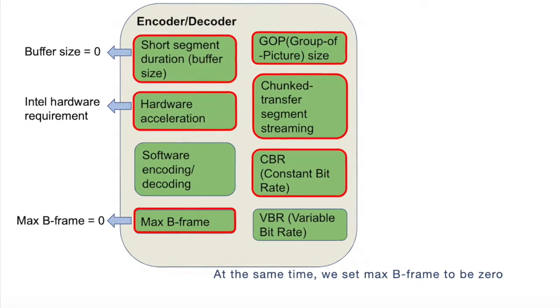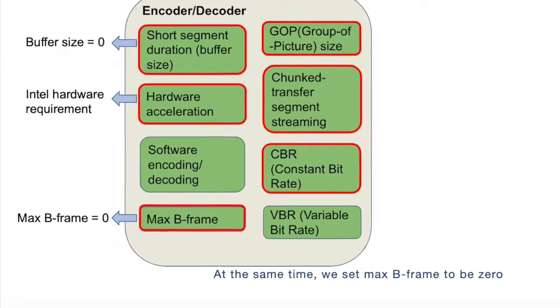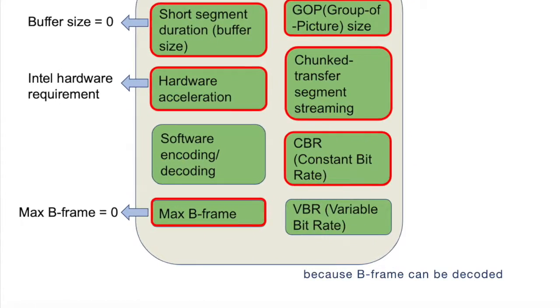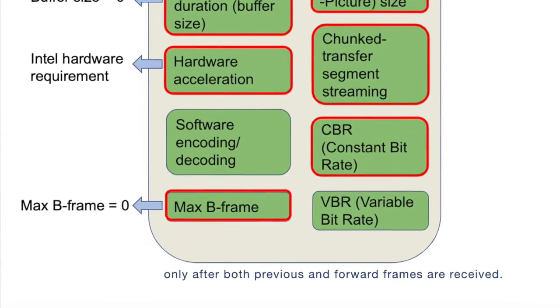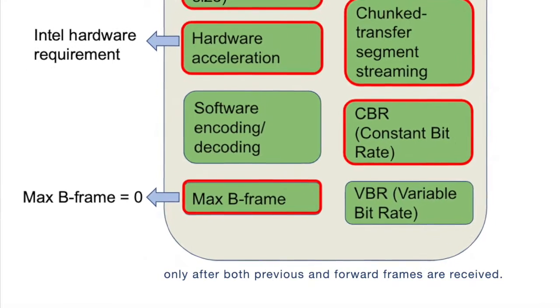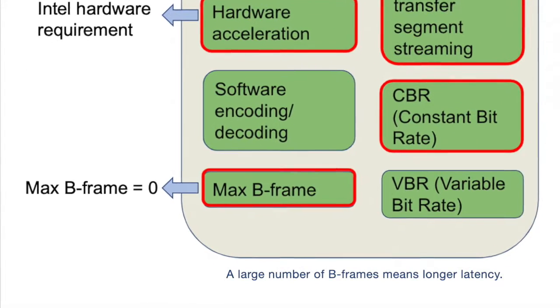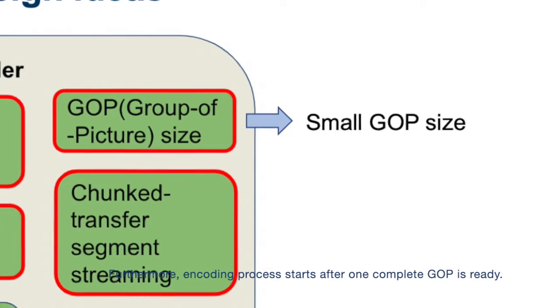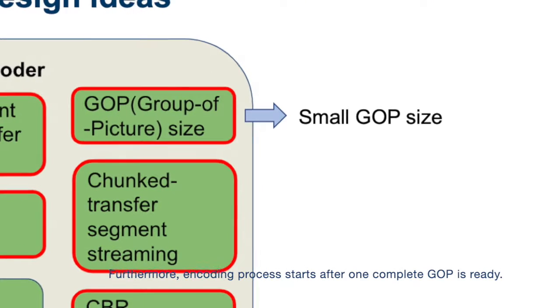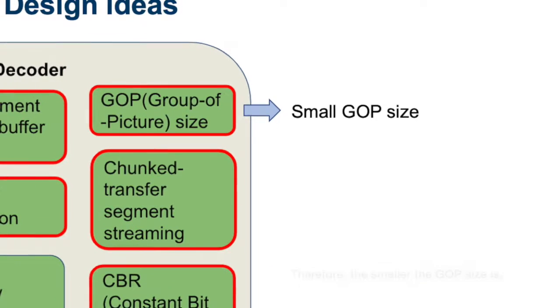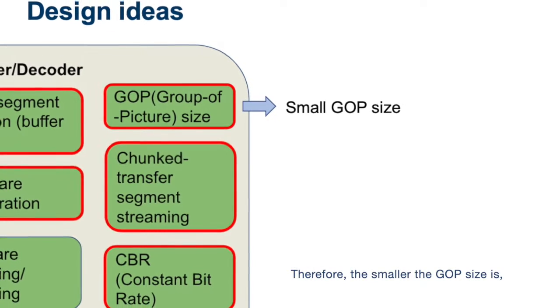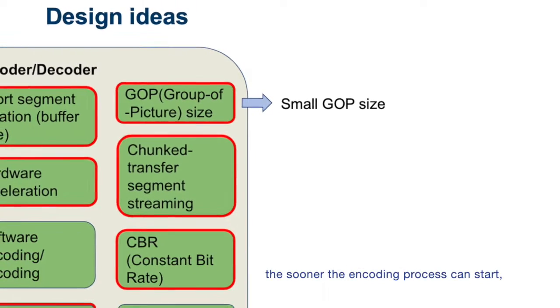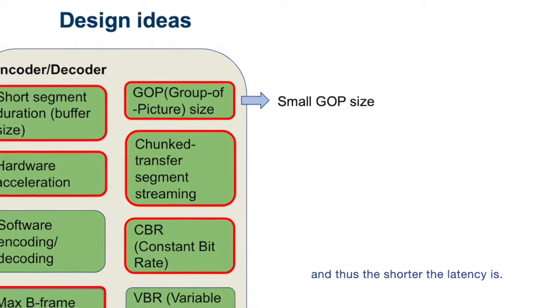At the same time, we set max B-frame to be 0 because a B-frame can be decoded only after both previous and forward frames are received. A large number of B-frames means longer latency. Furthermore, the encoding process starts after one complete GOP is ready. Therefore, the smaller the GOP size is, the sooner the encoding process can start, and thus the shorter the latency is.